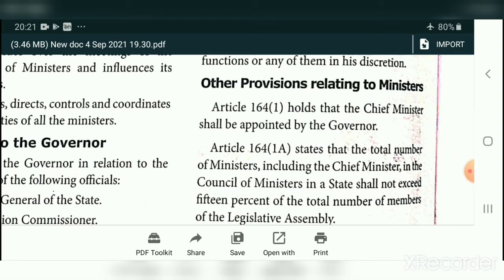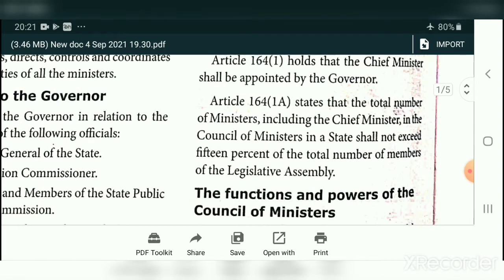Article 164(1A) says that the total number of ministers, including the chief minister, in the council of ministers in a state shall not exceed 15% of the total number of members of the legislative assembly. So the council of ministers' strength mainly depends upon the strength of the legislative assembly. The percentage should not exceed 15%.